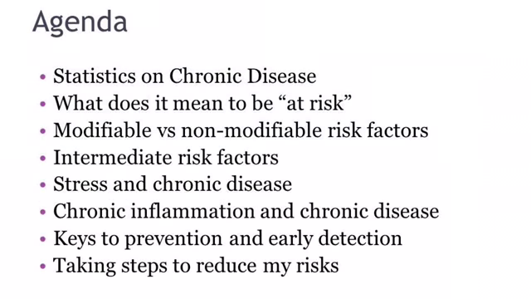So today's agenda, a few things we will touch on. Statistics on chronic disease. What does it actually mean to be at risk for a disease or condition? We'll take a look at modifiable risk factors versus non-modifiable risk factors. We'll also take a look at intermediate risk factors, stress and how stress impacts chronic disease risk. We'll take a look at a newer concept, chronic inflammation, and how that impacts chronic disease risk. We'll take a look at a few keys to prevention and early detection for chronic disease. And we'll also touch on taking steps to reduce chronic disease risk.